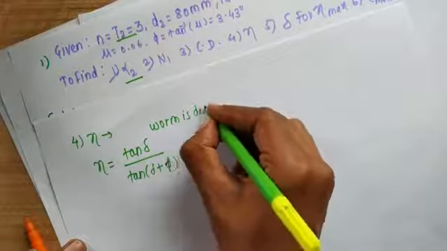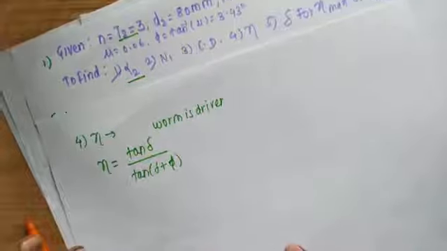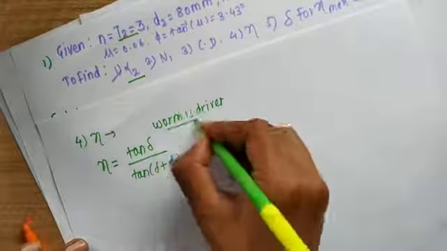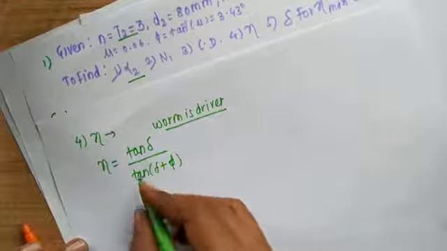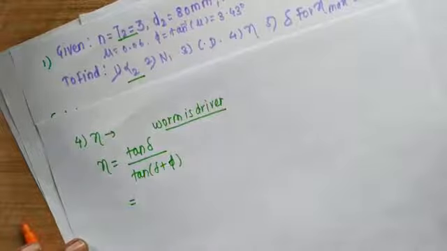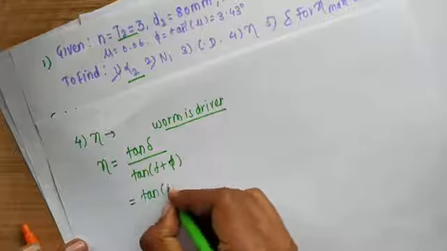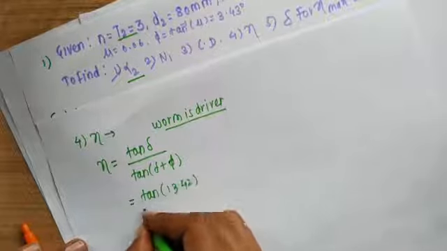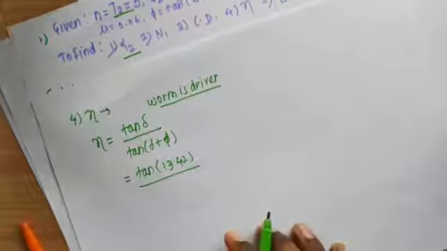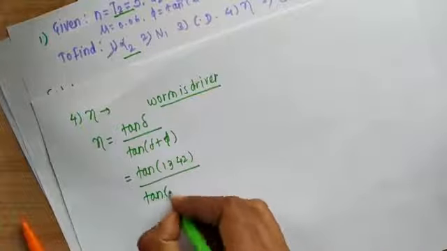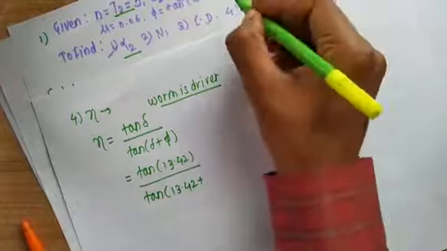When worm is a driver, we know the formula. Remember, if worm gear is a driver, then the formula will get changed. It is tan something, the next formula. So when worm is driver, efficiency is equal to tan delta upon tan of delta plus phi, and we know the value of delta. Delta we found out earlier, it is 13.42. So it is tan of 13.42 upon tan of 13.42 plus phi. Phi is how much? 3.43.